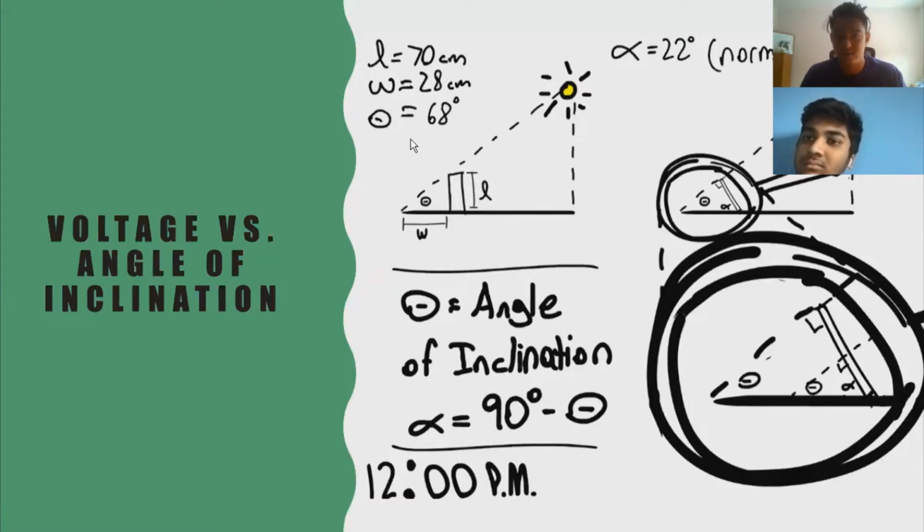But that's not the theta that we're focusing on. We need the angle from the normal for our solar panels. So using basic similar triangles, as you can see here, we found that an alpha of 22 degrees would actually be the angle, our normal angle, from which we get the maximum exposure from the sun at this given time.